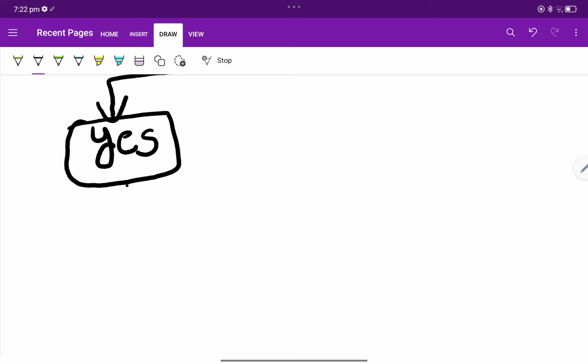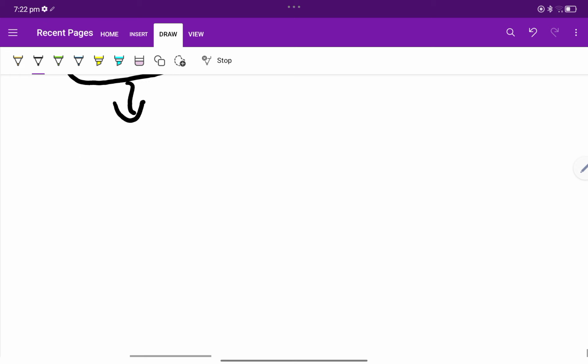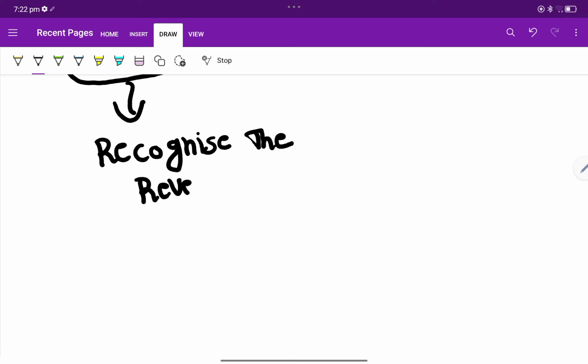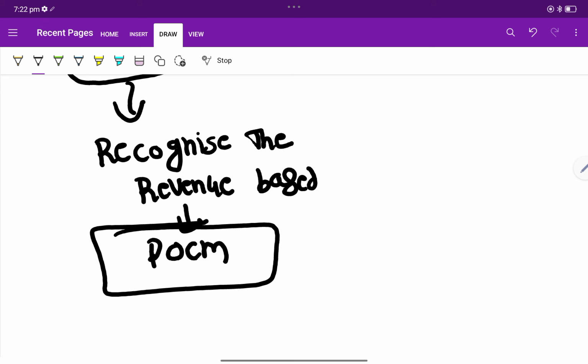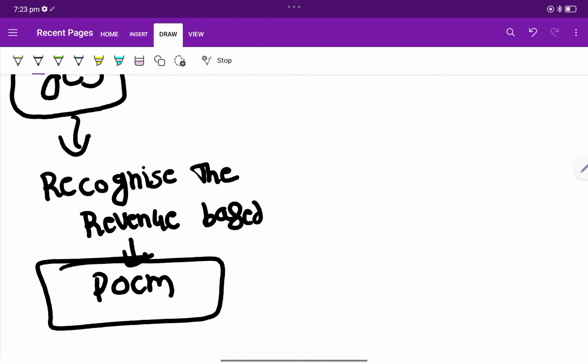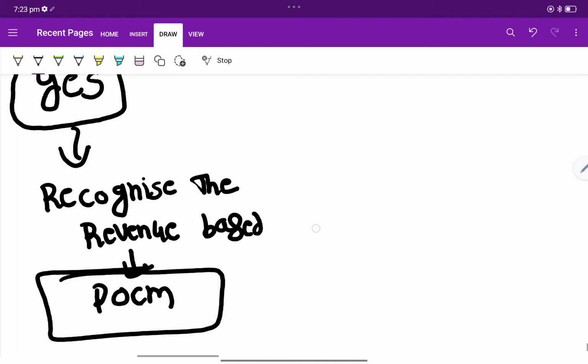then you should recognize the revenue based on the percentage of completion method. How to calculate using POC we will discuss further. If the outcome of the contract is estimated reliably, then you should recognize the revenue by the percentage of completion method.